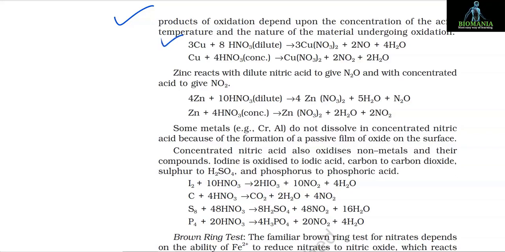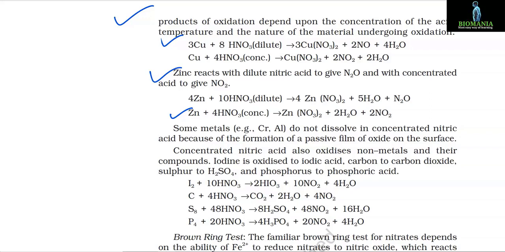The reactions are 3Cu plus 8HNO3 gives 3Cu(NO3)2 plus 2NO plus 4H2O. Cu plus 4HNO3 gives Cu(NO3)2 plus 2NO2 plus 2H2O. Zinc reacts with dilute nitric acid to give N2O and with concentrated acid to give NO2. The reactions are 4Zn plus 10HNO3, dilute, gives 4Zn(NO3)2 plus 5H2O plus N2O. Zn plus 4HNO3, that is concentrated, gives Zn(NO3)2 plus 2H2O plus 2NO2.